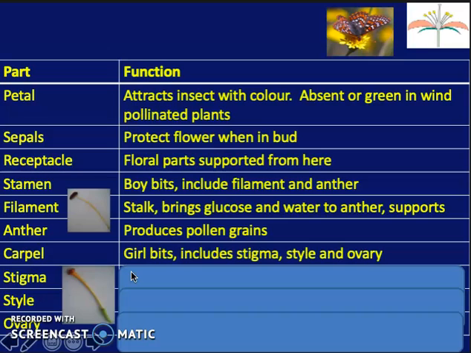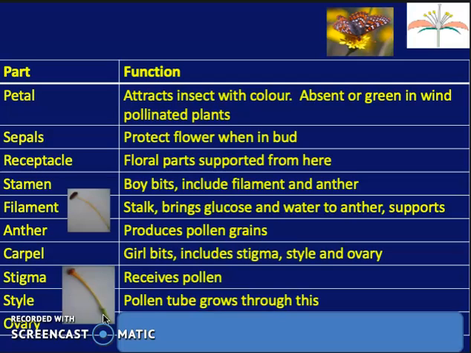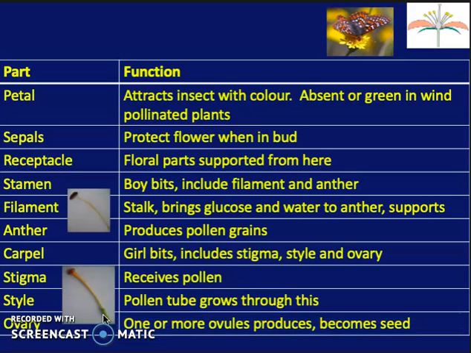We then go to the girl bits, and there are 3 parts to them. The stigma on top, the style is this stalky bit, and the ovary at the bottom. The stigma's job is to receive pollen. The style, when we get into fertilization, a pollen tube will grow down through this so the pollen can get to the ovary, and the ovary is where 1 or more ovules are produced, and they'll be needed for fertilization and will eventually become the seed, which will contain the embryo.